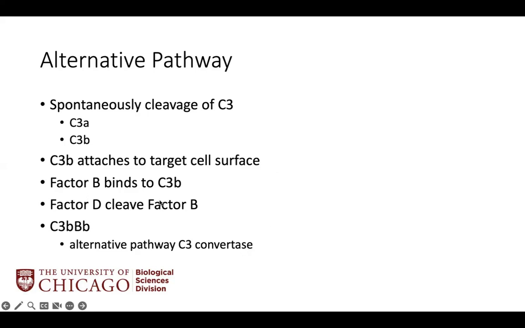Don't let this overwhelm you. It's just a path. You get spontaneous C3a, C3b, and then you get cleavage, C3b, add a B, it's cleaved, and you get this C3bBb. It's the alternative pathway convertase.